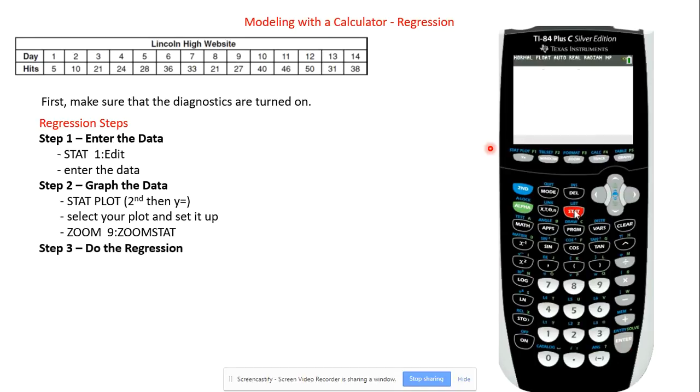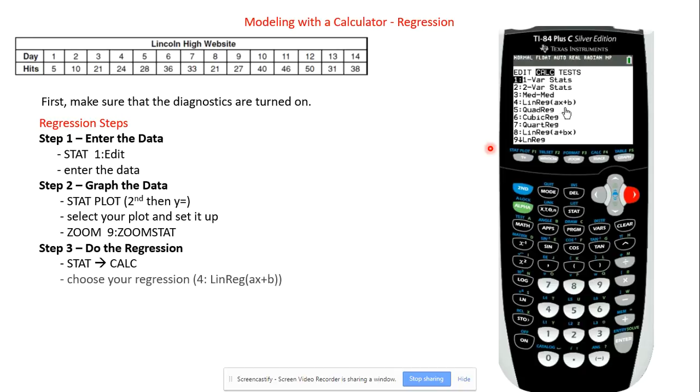Step 3, we're going to do the regression. And so for that, you go back into stat and go over to calc. And we're going to choose number 4. It's linear regression, ax plus b. That would be linear. 8 is another one that would work too. It just switches your slope and y-intercept. We'll use the other ones throughout the year.